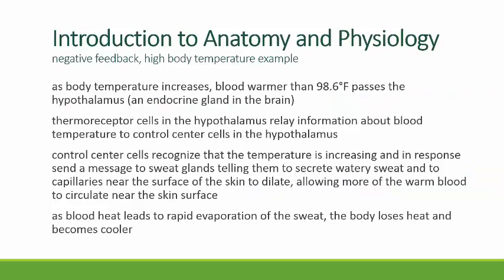Let's take a much more interesting example then that is biological. So as if you are out mowing on that hot summer day, and if the body temperature is increasing, as blood warmer than 98.6, and in fact warmer than 99, starts to pass through the hypothalamus, this is a portion of the brain where we have cells that are capable of responding to this increase in temperature. These thermoreceptor cells in the hypothalamus notice, oh, we're starting to warm up here, and it relays information about blood temperature to the control center cells found there also in the hypothalamus. So both the receptor and the control center are found in the very same place.